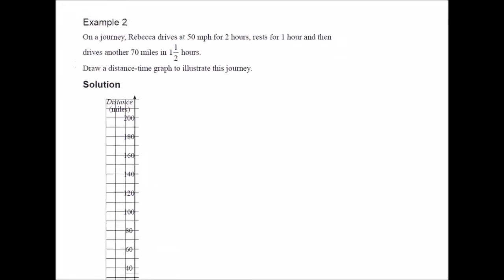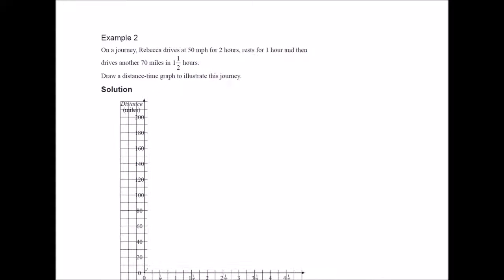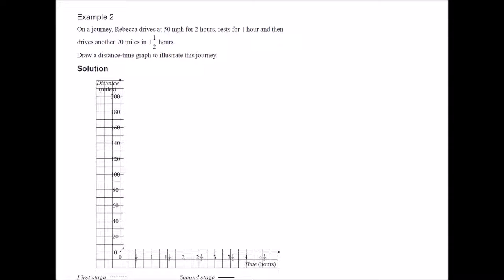Okay, now let's have a look at how we would construct one of these graphs ourselves. In example 2, we've got Rebecca who drives at 50 miles per hour for 2 hours, rests for 1 hour, and then drives another 70 miles in 1.5 hours. So we've got to draw this on a distance time graph.